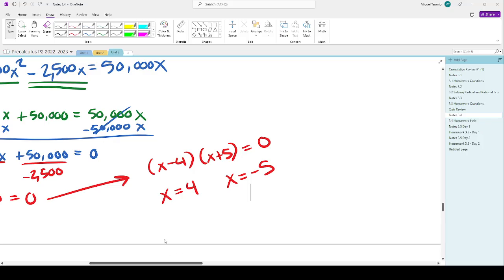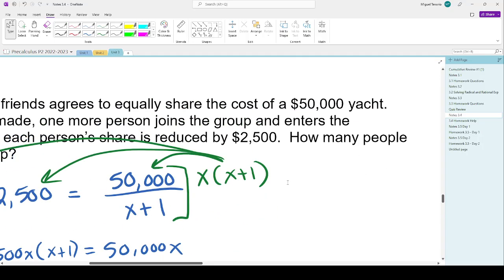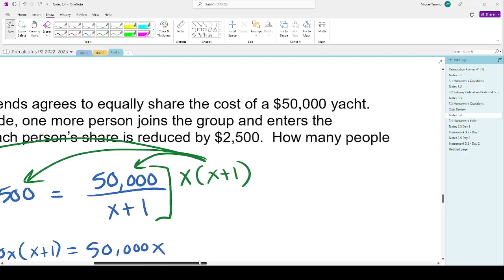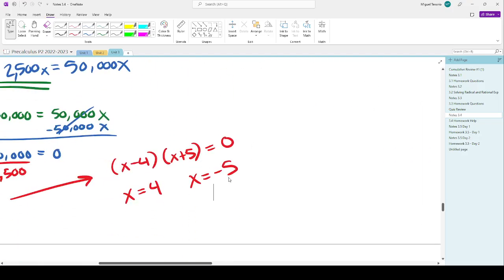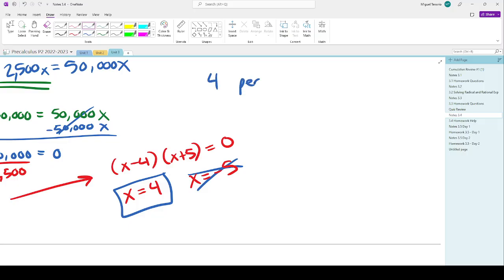Now, considering the nature of the problem, if we're talking about how many people were in the original group, I don't think we're going to have a negative person. You can have negative Nancys and all that jazz, but we're not going to have a negative person in the group. So there were originally 4 people in the group. If the question asked you how many people were in the new group, well, the original group was 4 because that was x. So x plus 1, I would then answer that there were 5 people. But yeah, so we can say 4 people in the original group.